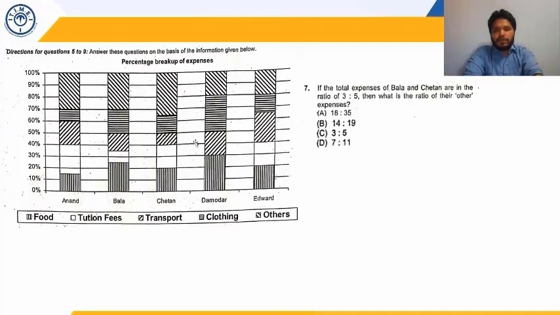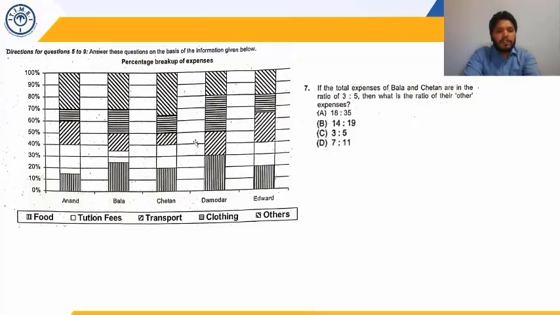Next question, which is question number 7. Just read it along with me. If the total expenses of Bala and Chetan are in the ratio 3:5, then what is the ratio of their other expenses? Okay, so we have been given that the ratio of total expenses of Bala and Chetan is 3:5, and we need to find out their other ratio. So what is the other ratio? How much did Bala spend on others?